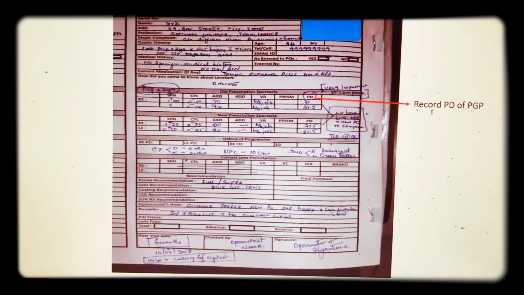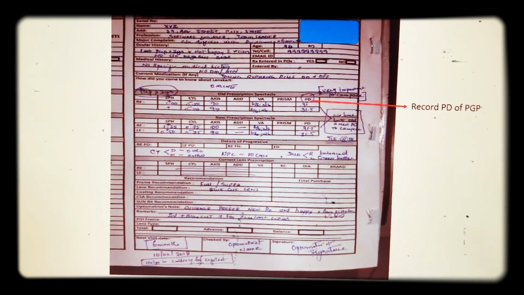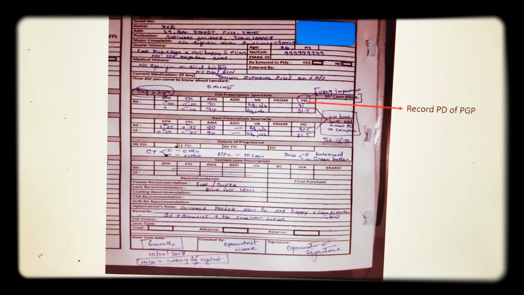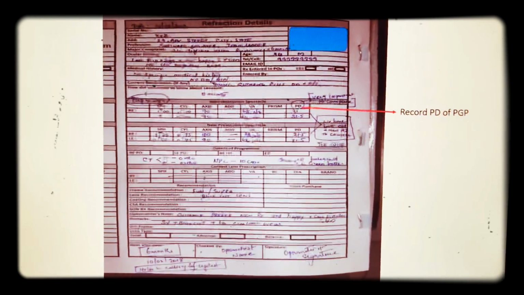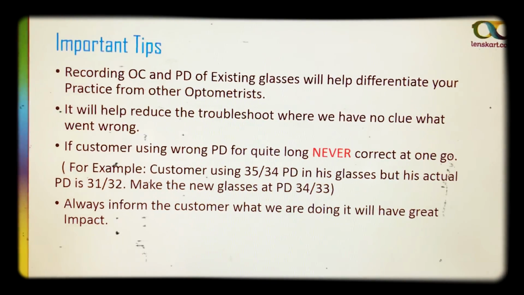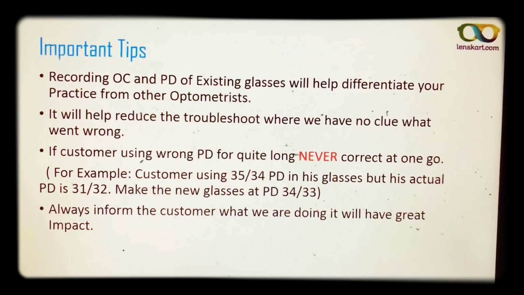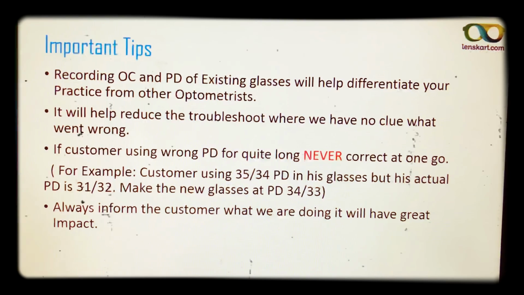With the correction your vision should be 6/6 and your PD and the OC should match, and that is how perfect glasses are made and the customer will be happy, right? So an important tip is you should record the OC and PD of the existing glasses, and this will help differentiate your practice from other optometrists.